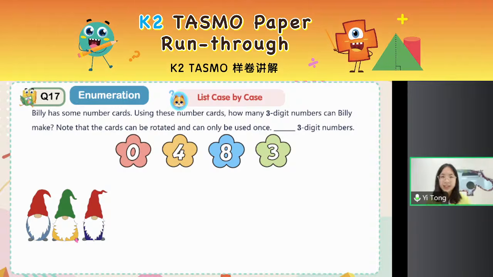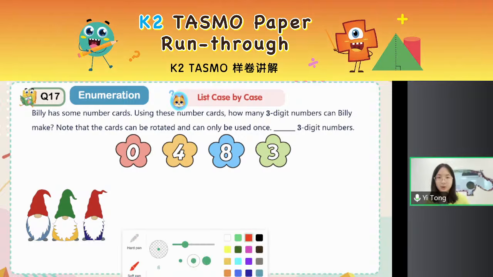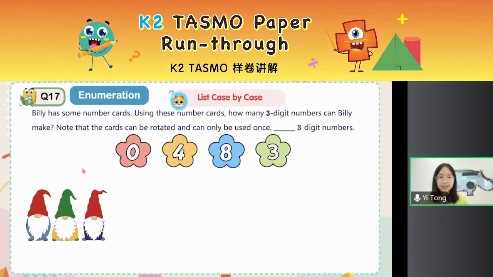And let's review the place value first. So this one, we can call it tens. Tens in the middle. And the one on the right, let's label it as ones.